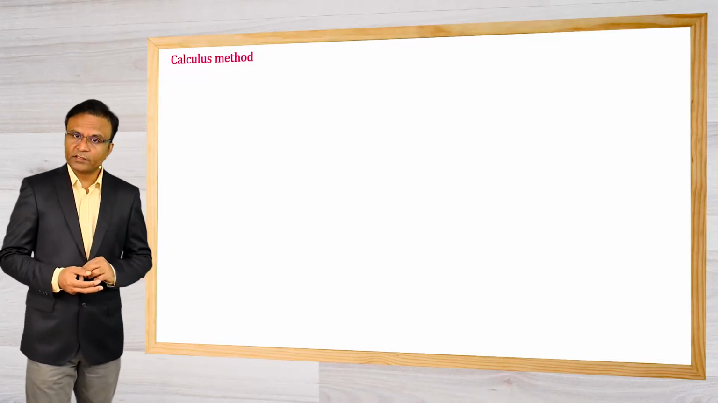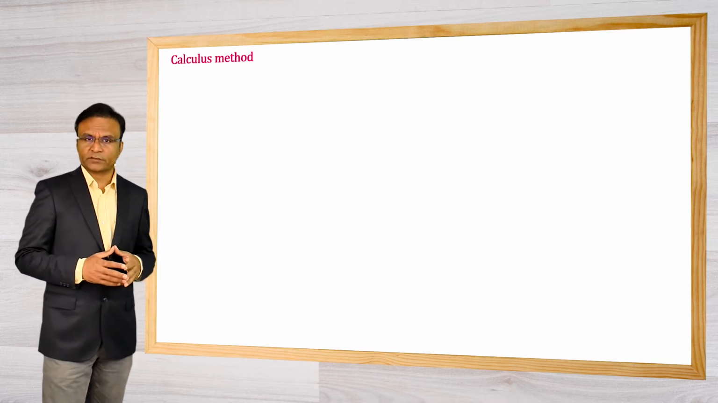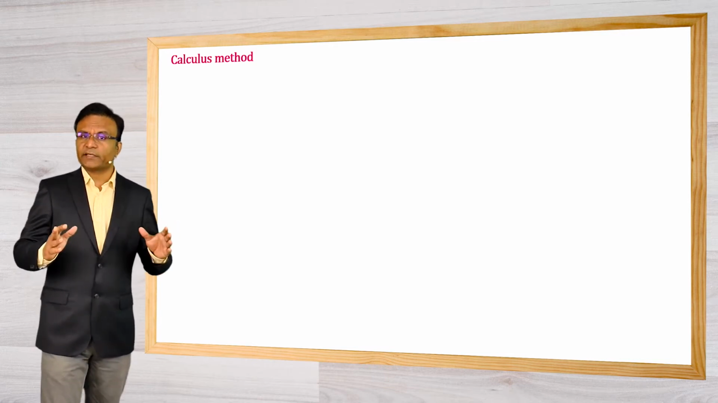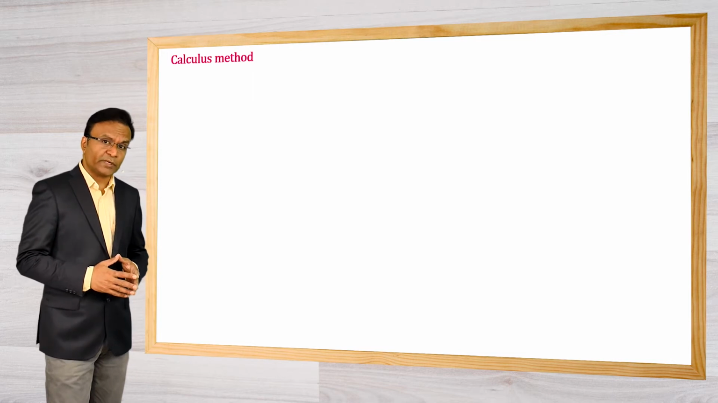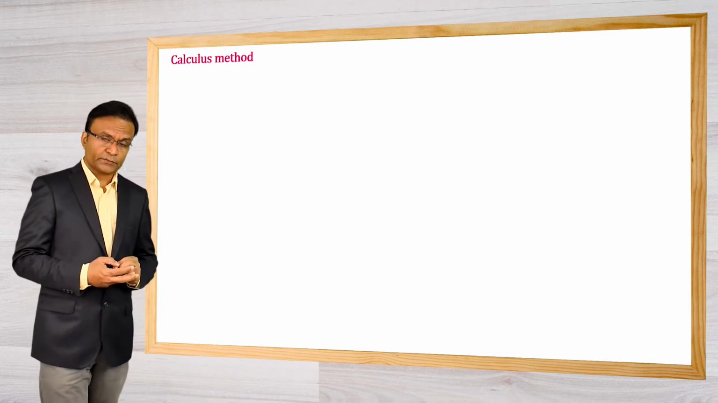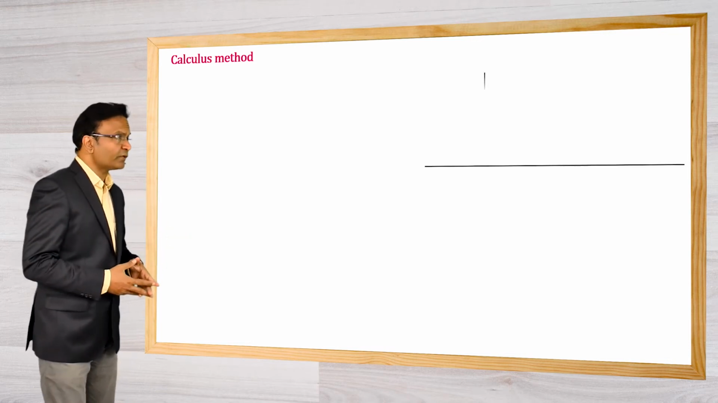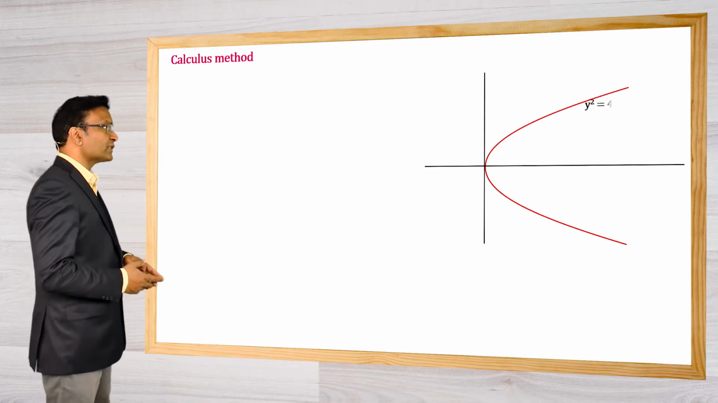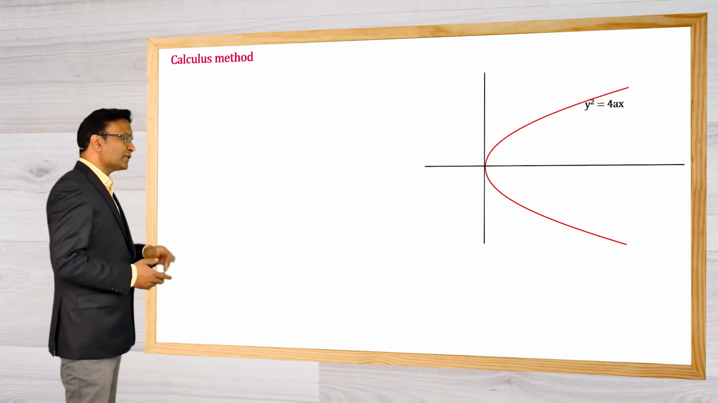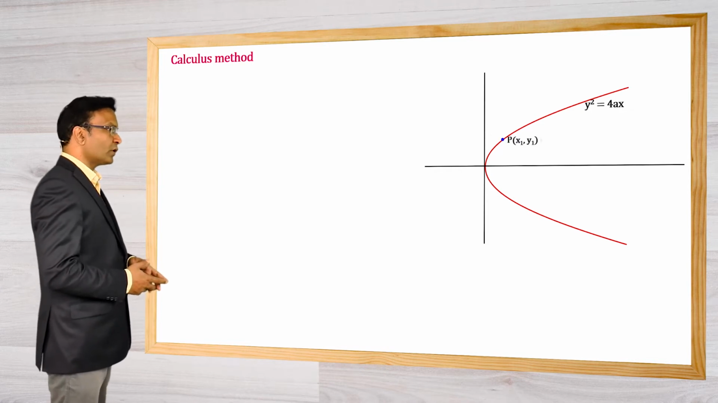Now we have one very interesting alternative method to study all these equations of tangent. In fact, the entire study of tangents and normal can be done using concepts of calculus. Here to start with, we have parabola y square is equal to 4ax. Consider this point P (x1, y1) on it.